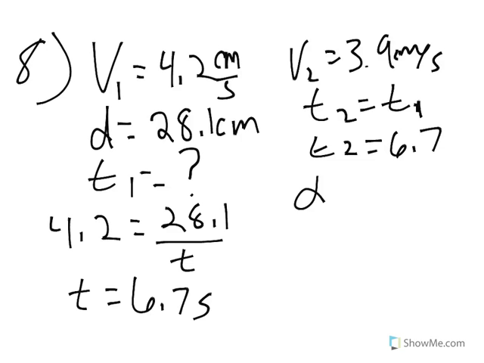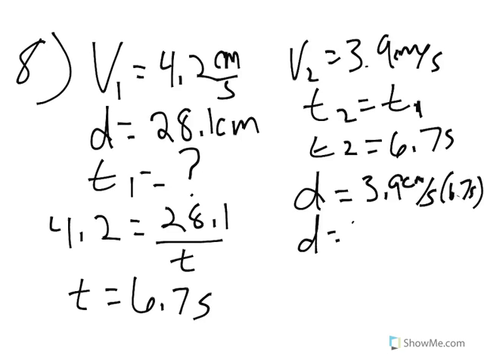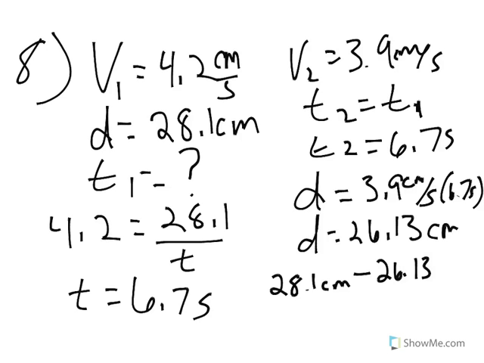So we figure out how far this guy went, so we would do 3.9 centimeters per second times 6.7 seconds, and we would get that guy went 26.13 centimeters. But that's not the only thing the question is asking. The question is asking how far behind is the guy, so you would do the distance of the cereal box, 28.1 centimeters, minus the position of this guy, 26.13 centimeters, and you would find that he was behind by 1.97 centimeters.